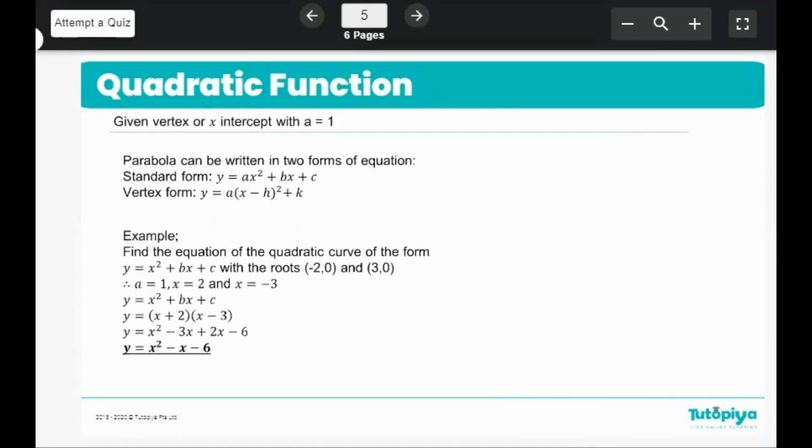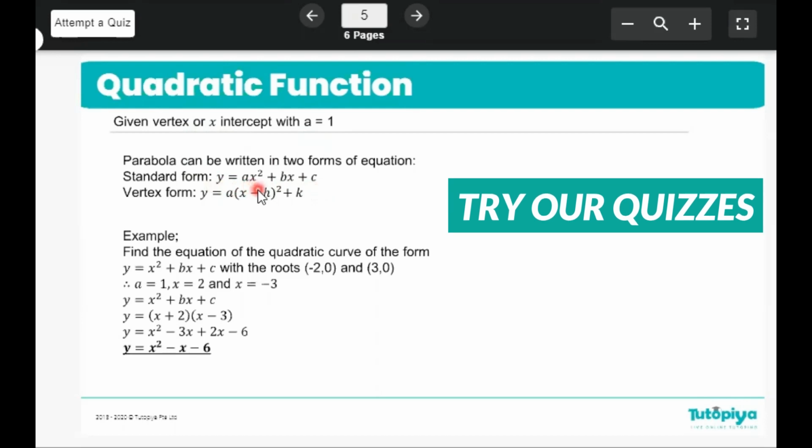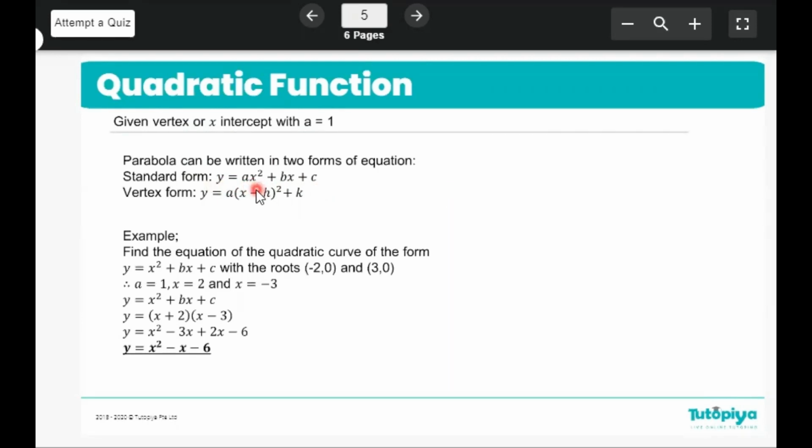We're also going to look at how we can build up the equation of a quadratic function if we have been given the vertex or the x-intercept. And it has also been stated that the value of a is equal to 1. Now, a is the coefficient of our x squared. And if we have the standard form of our quadratic equation, then that is y equals ax squared plus bx plus c. And if a is 1, we can do this in a little bit different or in an easier way. So let's look at the example that they've given us here.